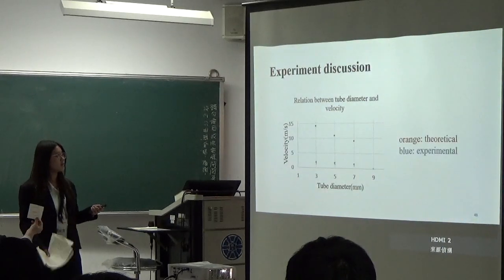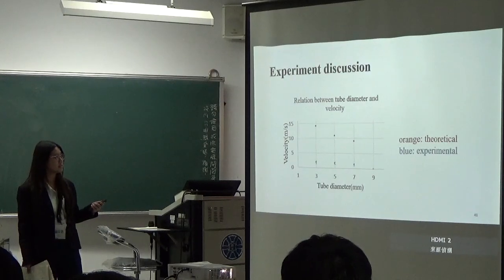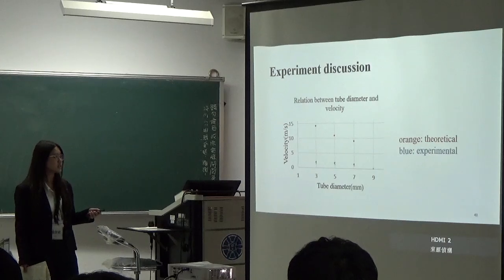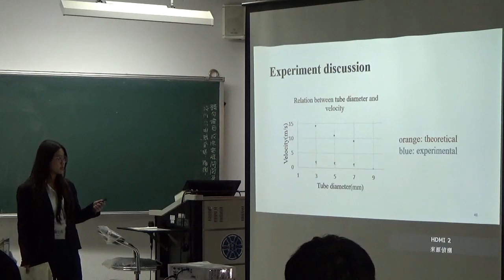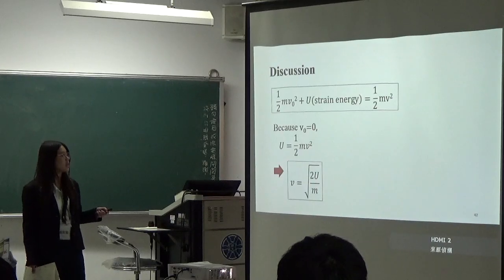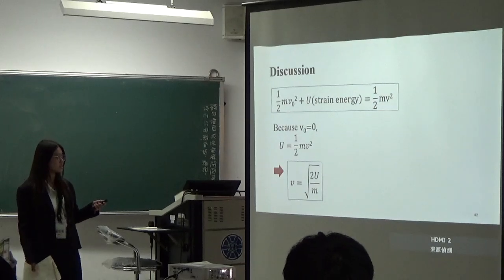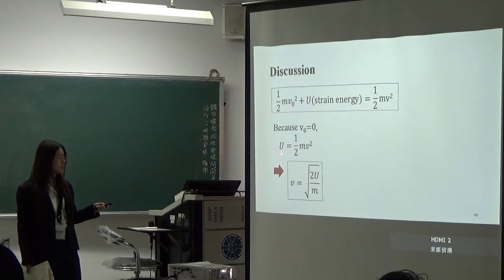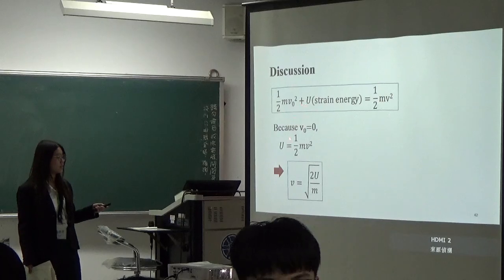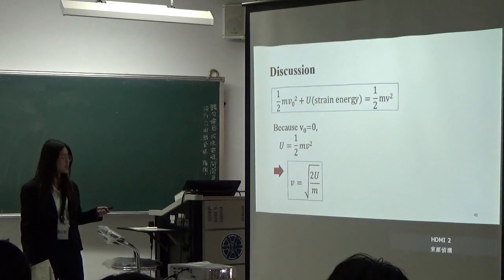And this graph is talking about the relation between tube diameter and velocity. And you can see the green, and you can see the v0 is 0, so we'll talk about it later. And because the initial velocity is 0, we don't calculate this n1 over here. So the velocity equation is right here.